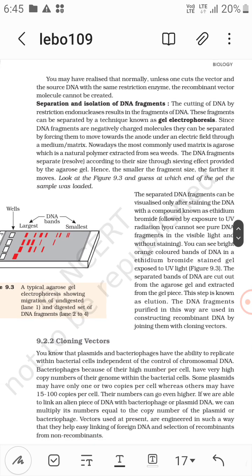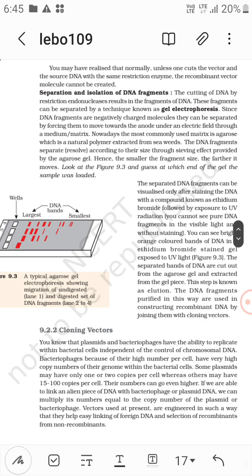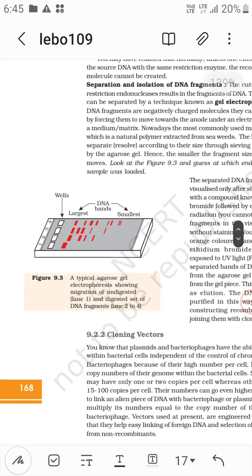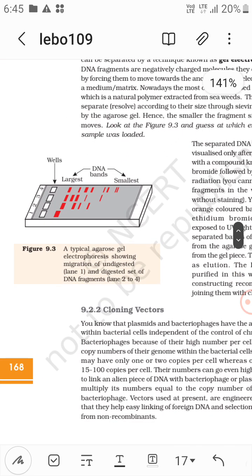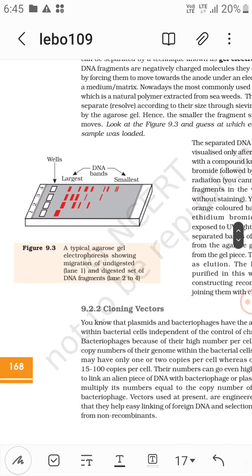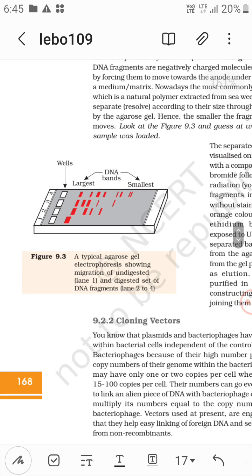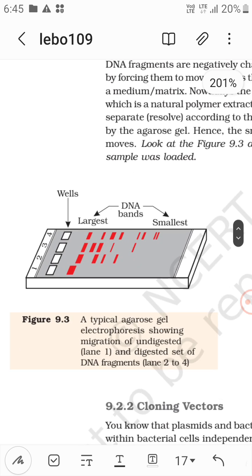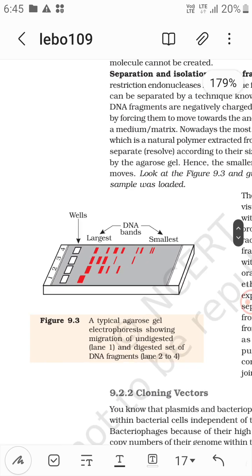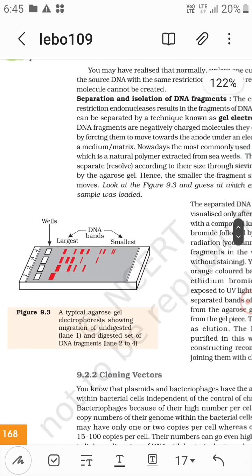Now, can you guess at which end of the gel the sample was loaded? A typical agarose gel electrophoresis is showing migration of undigested and digested DNA. Lane 1 has undigested DNA, and lanes 2 to 4 show the digested state of DNA fragments. You can see the largest fragments are near the wells and the smallest are farther away from the wells.